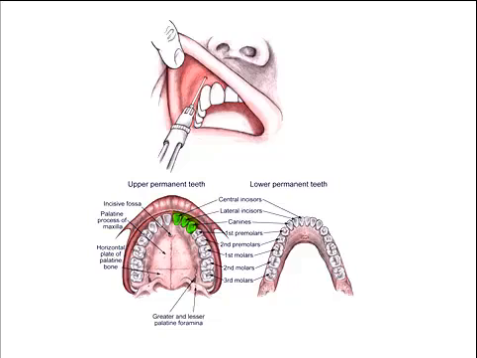So here's what the injection looks like. Our landmark is just medial to the canine eminence. That's sort of that canine protrusion that you can see. You can feel a little bit, it's a bony protrusion where the canine is. We go just medial to that. That's our soft tissue landmark for an ASA injection.